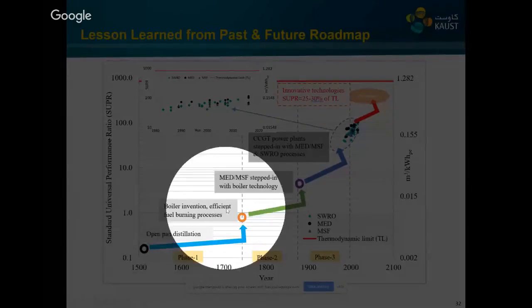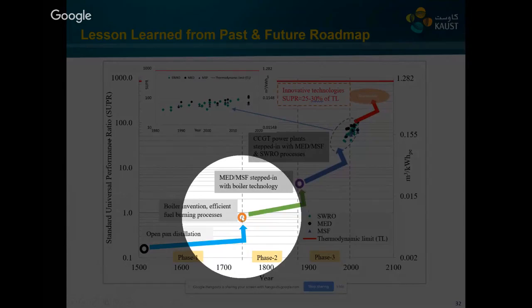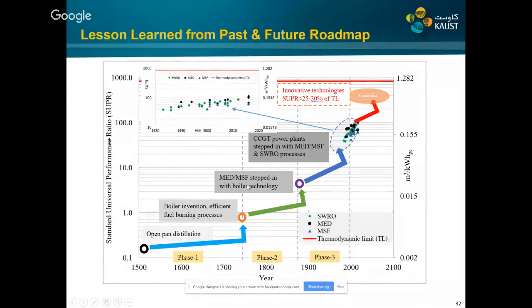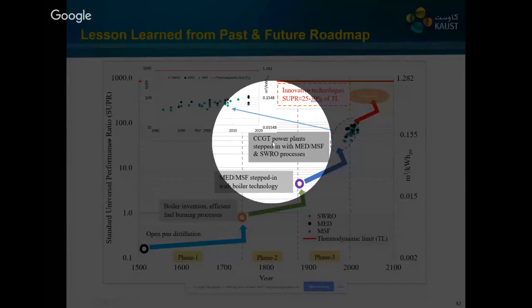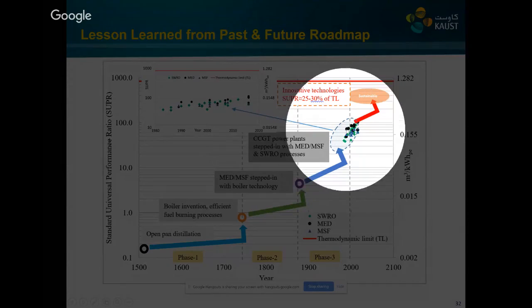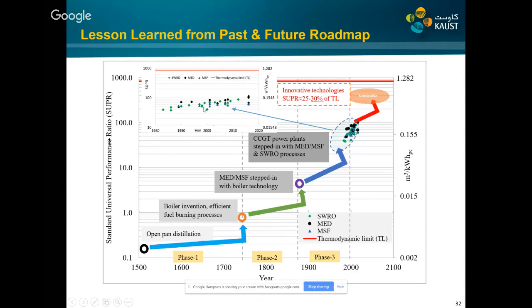Then there was a jump in the performance when the boiler process came into the market, because the fuel could burn very efficiently. Then there was another jump when multi-effect desalination and multi-stage flashing came into the market, because they can reutilize the vapor many times. Then there was another jump when it was integrated with the power plant for the best thermodynamic synergy. And after that, we can see over here in the same chart, there's only marginal improvement. So what lesson can we learn from here?